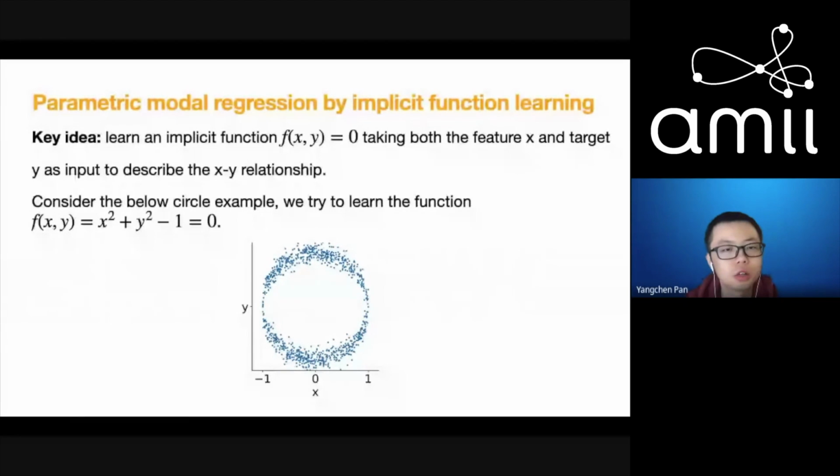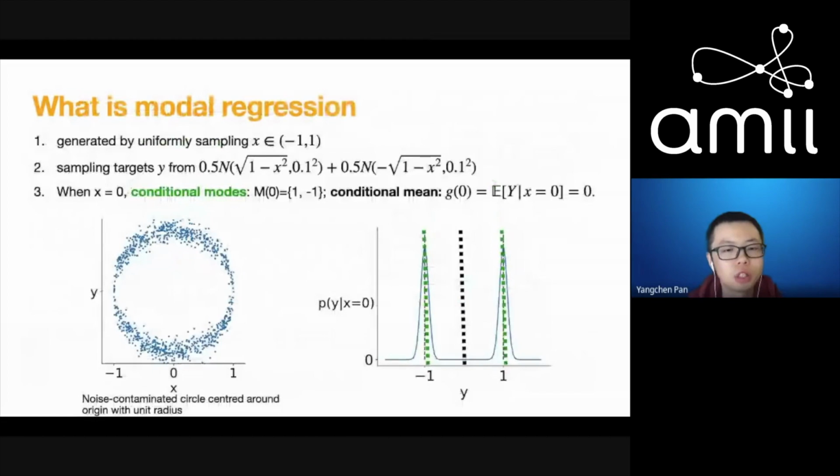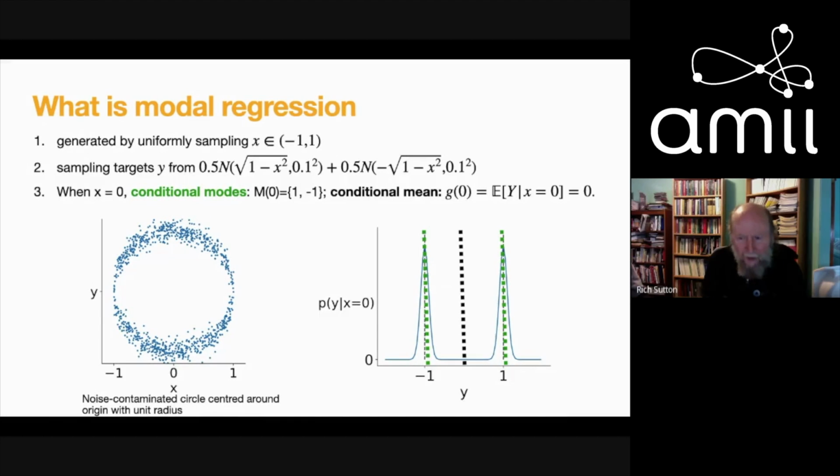So let's go back to this example. We can consider the circle data set as a bimodal distribution given an x point, right? So let's say given x is equal to 0, the corresponding target is sampled from a bimodal distribution.